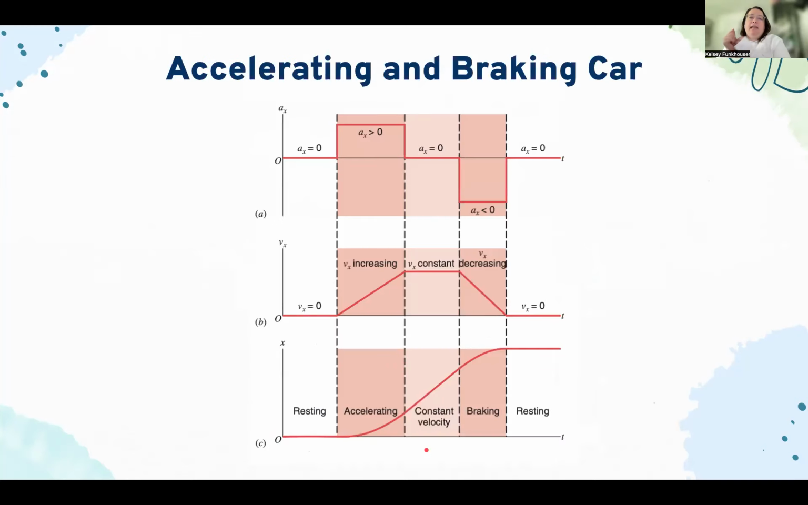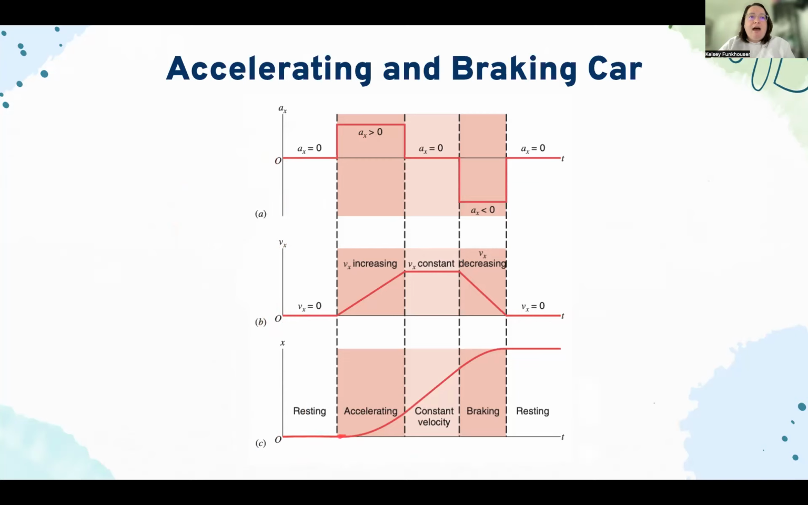Now we can look at an example of changes in motion, specifically of a car accelerating and braking, and also at rest. This time the acceleration plot is on the top, the velocity plot is in the middle, and the position plot is at the bottom. So let's start with position.